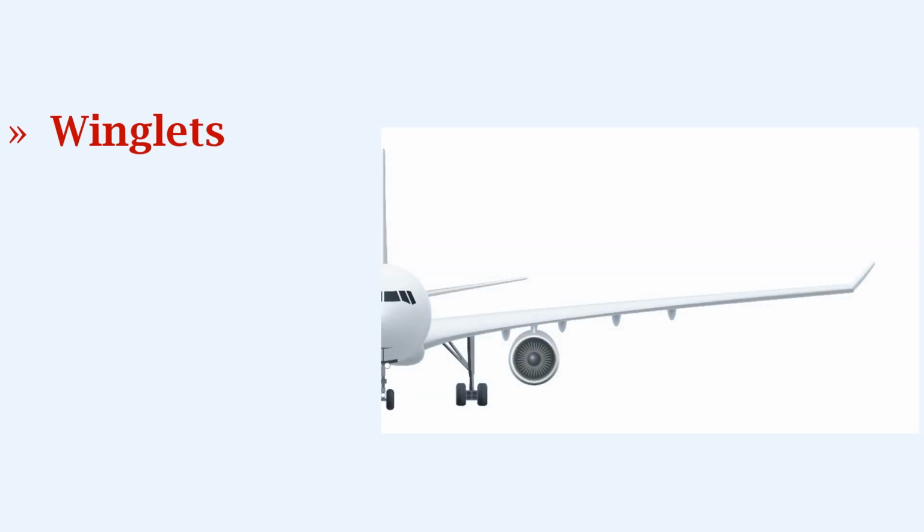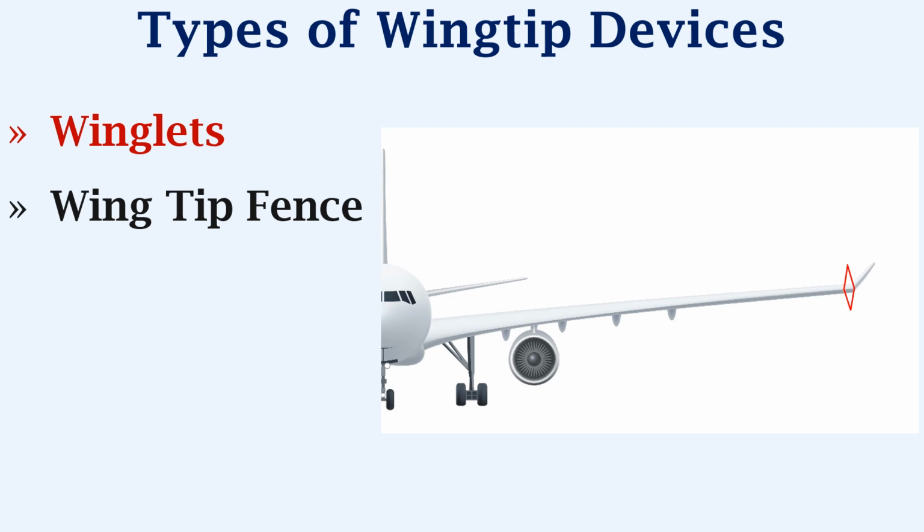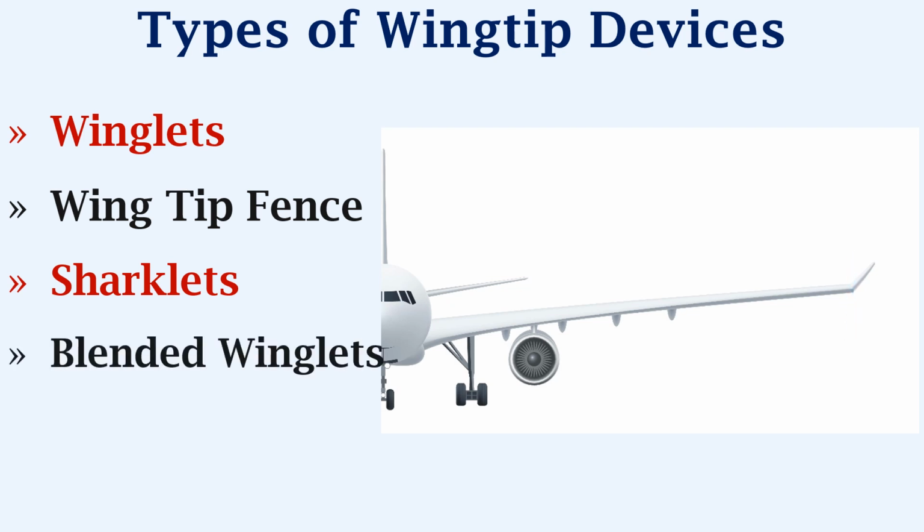Winglets are a type of wingtip device. Let's look at some other types of wingtip devices, which serve the same function. We can have a wingtip fence, which looks like this. Or sharklets, that look like this. Blended winglets, that look like this. Or a more recent type, which is the split winglet, which looks like this.